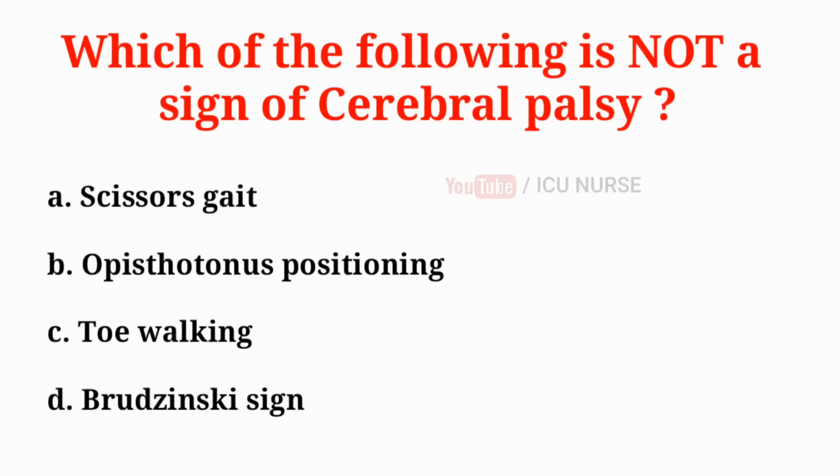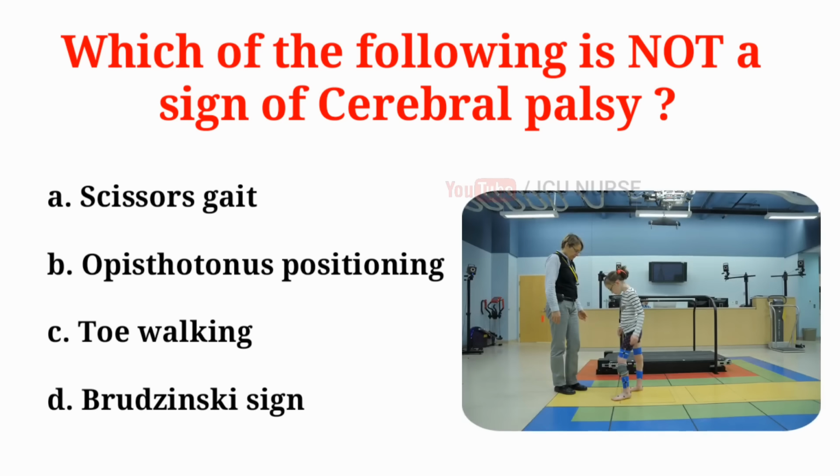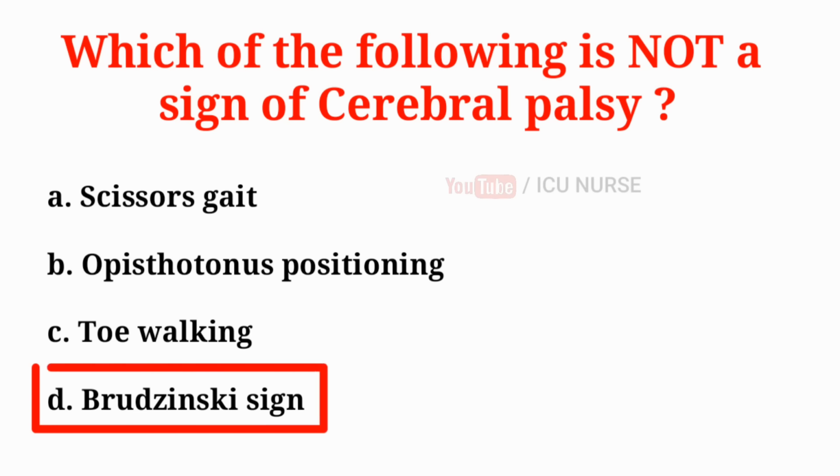Which of the following is not a sign of cerebral palsy? A. Scissors gait, B. Opisthotonos positioning, C. Toe walking, D. Brudzinski sign. And the correct answer is D. Brudzinski sign.